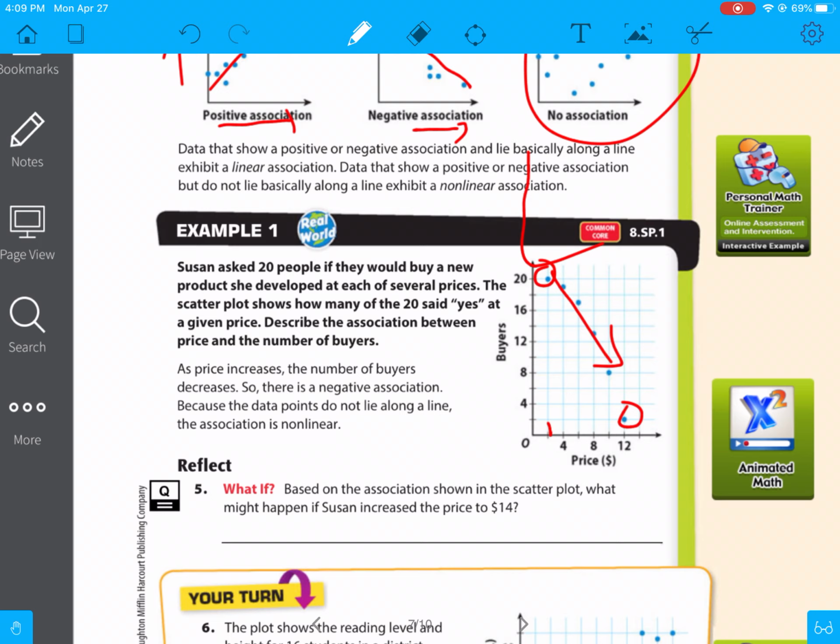As the price increases, the number of buyers decreases. So there's a negative association, and the data points do not lie along a line. The association is nonlinear, so it's not a straight line.